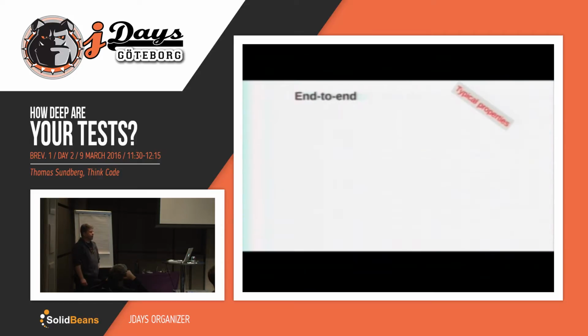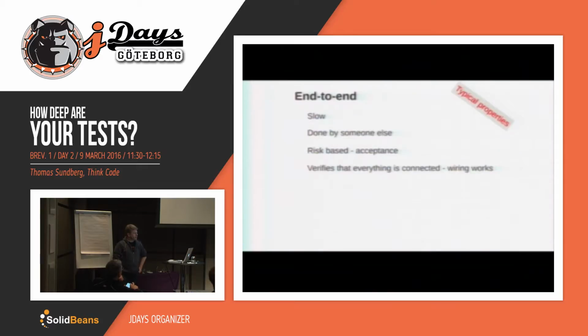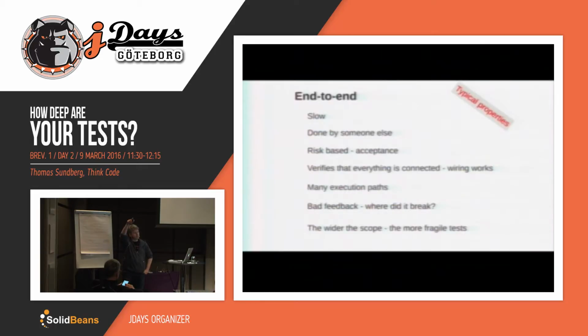Some typical properties that we will find in end-to-end tests are, they're slow. They are done by someone else, which is another way to get really slow feedback. Sometimes they're risk-based. Acceptance tests are probably risk-based. We try the stuff that has the most cost when it fails. We are able to verify that stuff is connected properly, that wiring works, which is very important. A problem is that we have many execution paths through a system, and we get bad feedback. Stuff breaks. But why did it break? Was it because the file system was broken, a full disk, or something else? Was the wiring broken? I don't know. So the wider the scope, that is, the deeper the test in a sense, the more fragile the tests will be. And that is a problem.